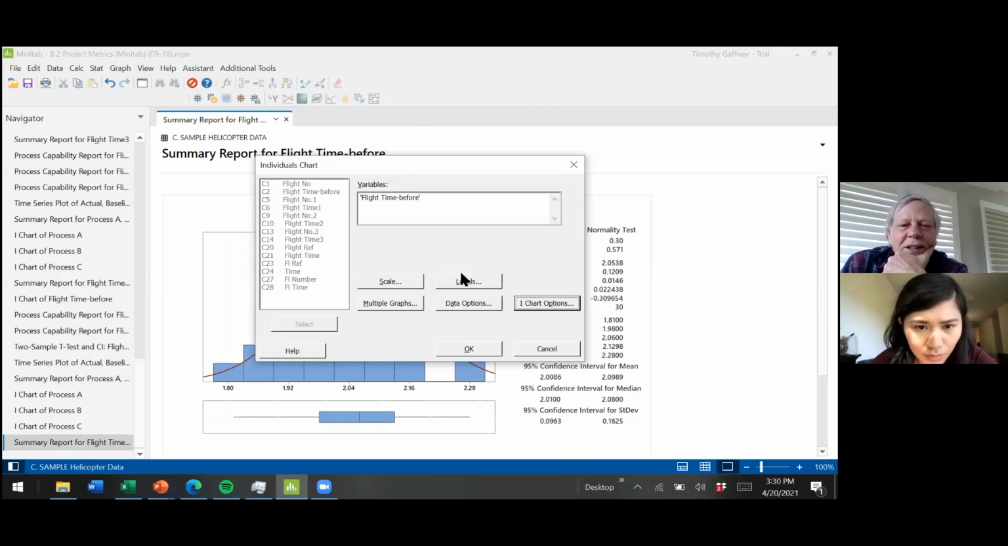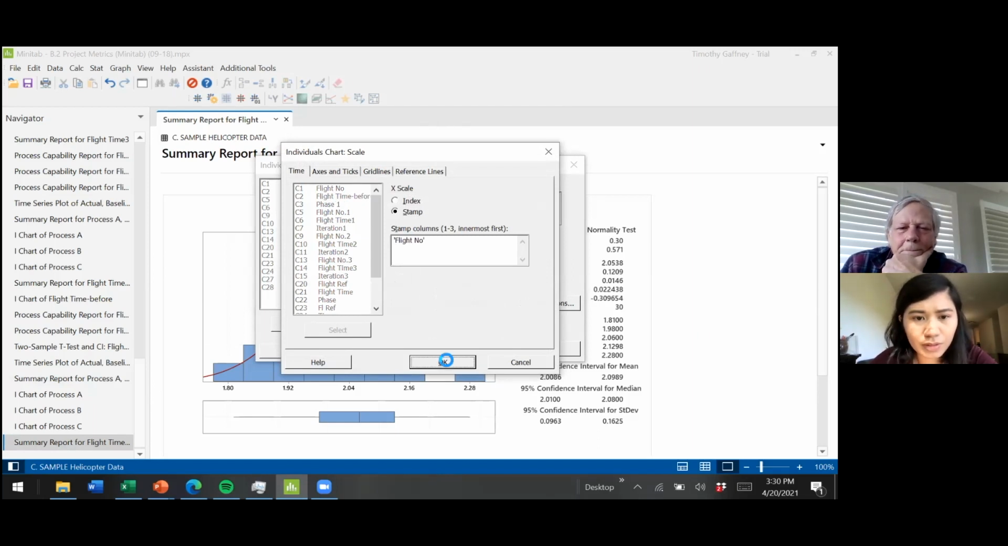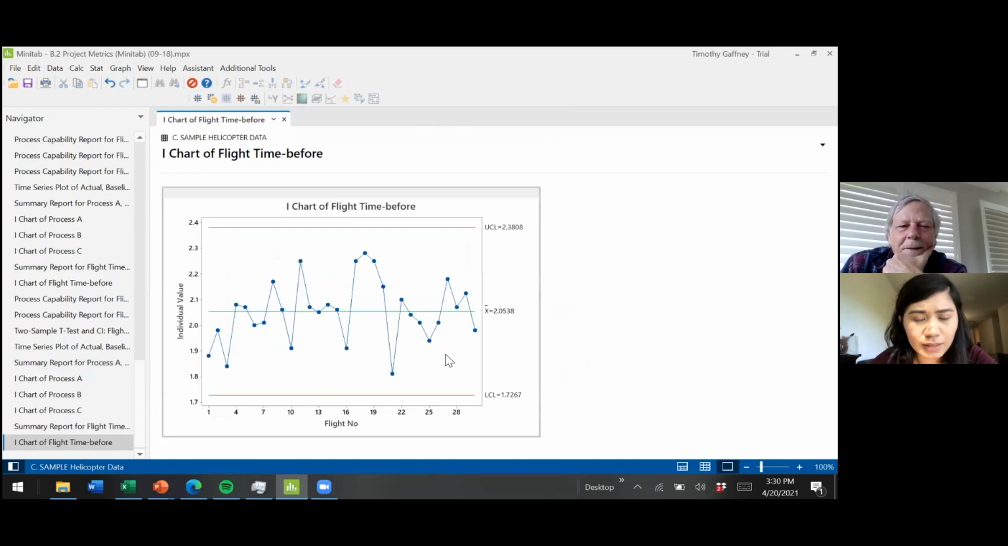And so in this case, for the scale, we're going to use the stamp of flight number. Okay. Boom. There's our before flights. Any red dots? No. Nope. So we're stable.